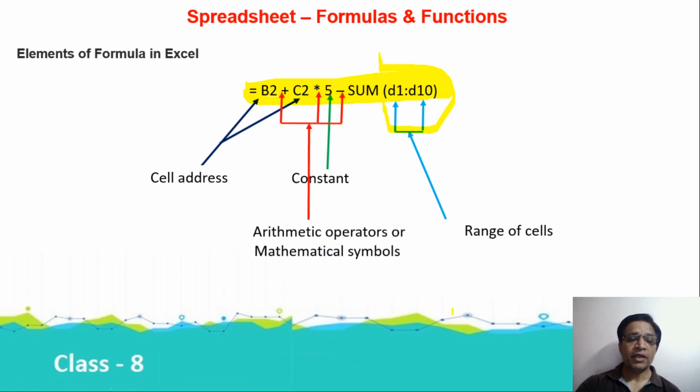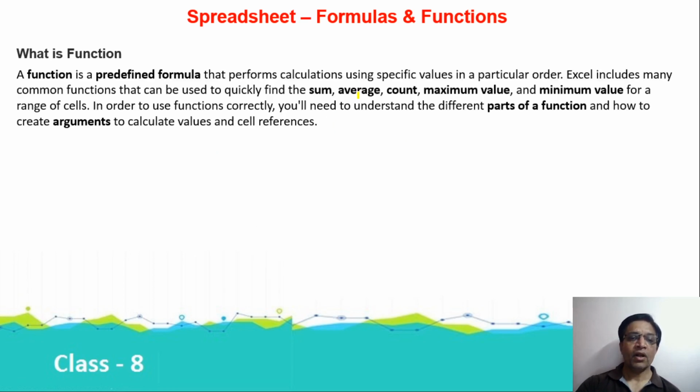This is an arithmetic operator: addition, multiply, minus, these are all arithmetic operators. And this SUM, which I mentioned earlier, is a function. Now we'll define what a function is. A function is a predefined formula that performs calculations using specific values in a particular order.